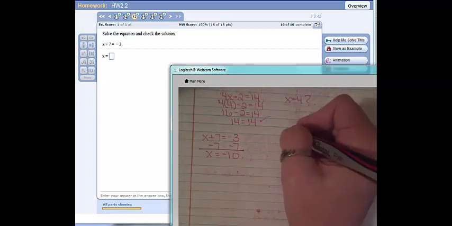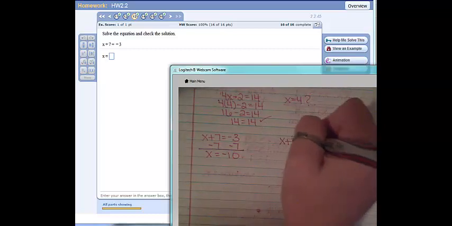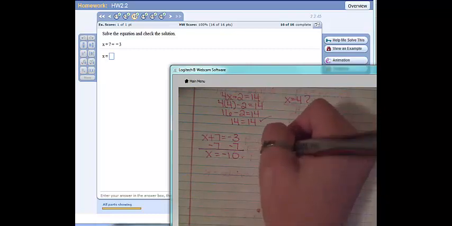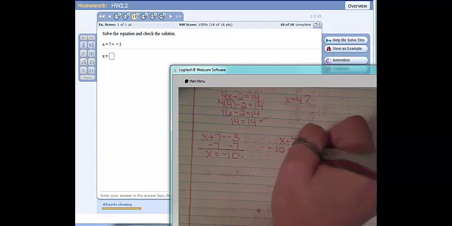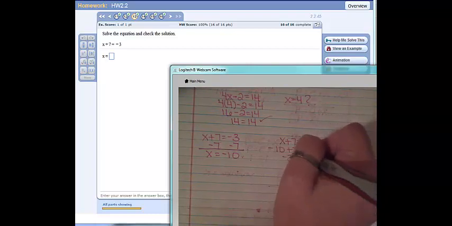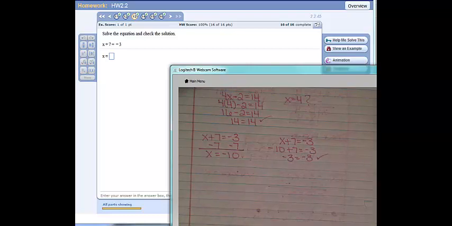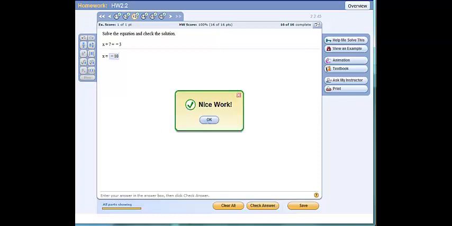Before we type that in though, let's go ahead and check our answer. Anywhere there's an x, we're going to plug in that negative 10. Negative 10 plus 7 is negative 3, so we get negative 3 equals negative 3. So based on that, our answer should be correct. So it should be no surprise when we type in the negative 10 that it should be correct. Check the answer. We did it.